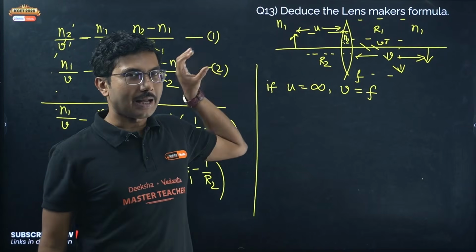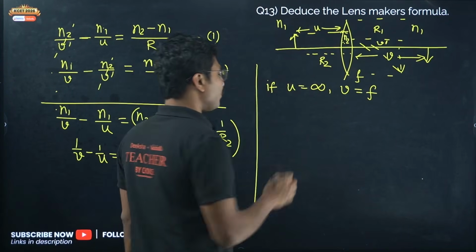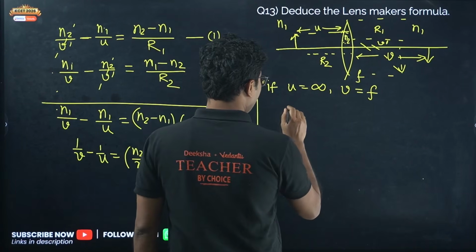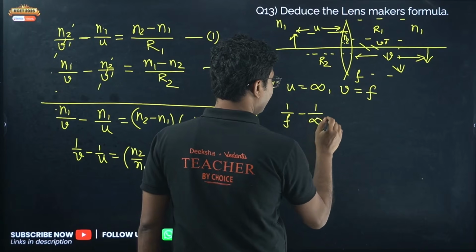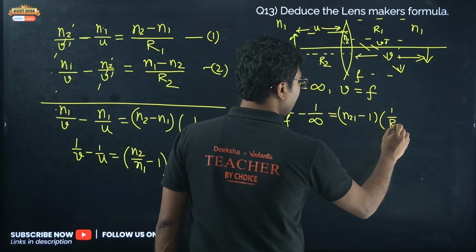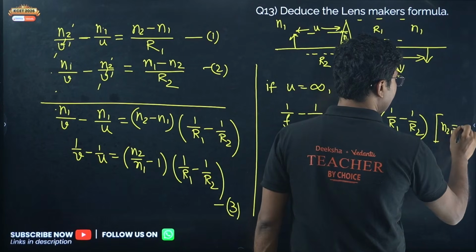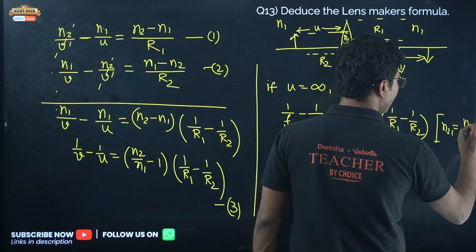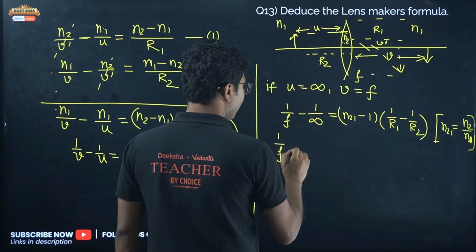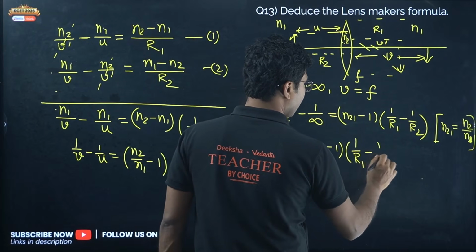If the object is at infinity, parallel rays fall on the lens, and the final image we obtain is at the focal length. So now you put that in equation 3, we get 1 by f minus 1 by infinity equals n21 minus 1, times 1 by R1 minus 1 by R2. What is n21? n21 is the relative refractive index of medium 2 with respect to medium 1. Now 1 by infinity is 0, so we can write 1 by f equals n21 minus 1, times 1 by R1 minus 1 by R2.